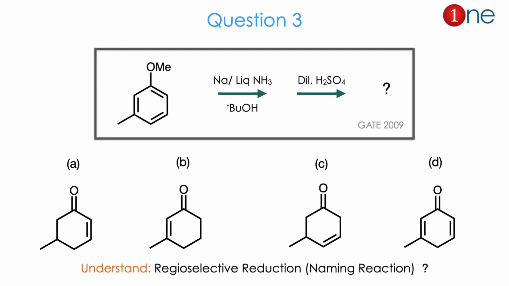Then question number 3. The starting material is anisole with a methyl in the meta position. You are using sodium, liquid ammonia and tertiary butyl alcohol. Next you are using dilute sulfuric acid. Here you have 4 products, with the possibility of ketone and alkene. The position of the alkene is important here, whether it is in the conjugated position, near the methyl, away from the methyl, or just a 1,4-diene. So there are the possibilities. From reactant to product you might guess regioselective reduction occurs. By looking at sodium and liquid ammonia you might guess it's a named reaction, the Birch reduction. The answer is B. Let us see how.